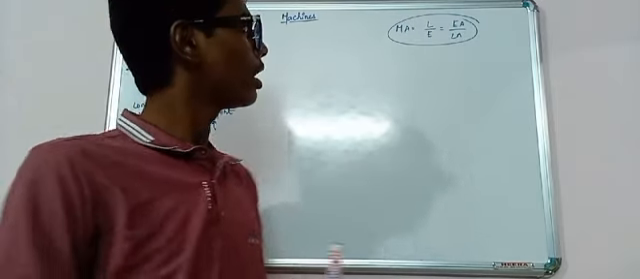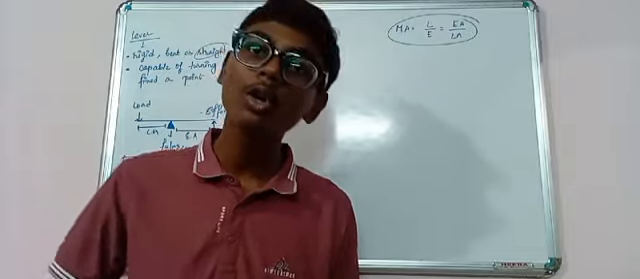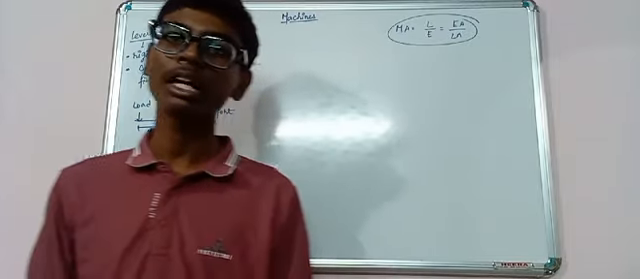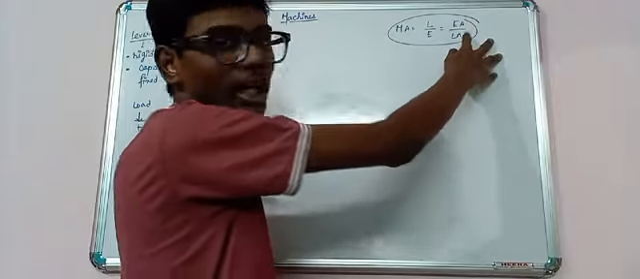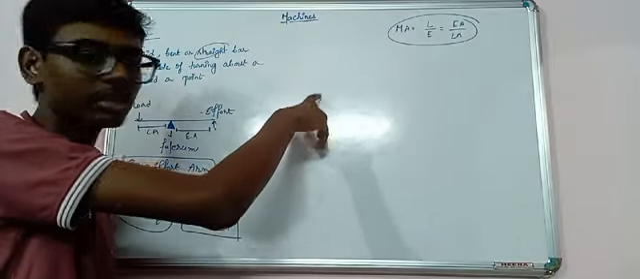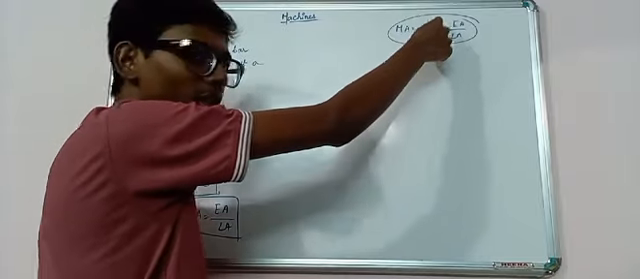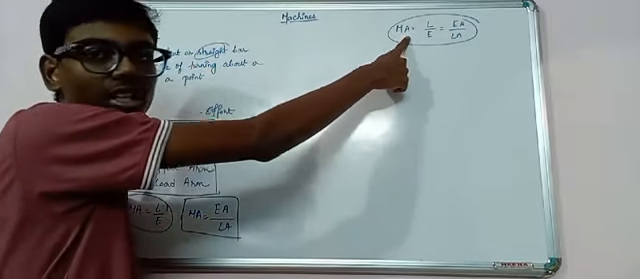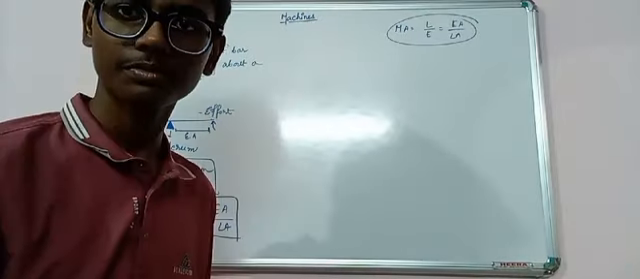Numericals can be there where effort arm is given, load arm is given and your load is given. You are asked to find out the effort. So you will find out effort arm by load arm, you will find your mechanical advantage. Now we know mechanical advantage is also equal to load by effort. Load is known to you, mechanical advantage is known to you. You can easily find out effort by a simple linear equation.